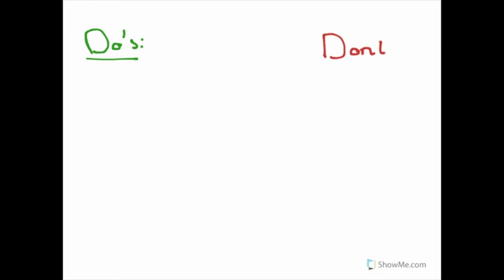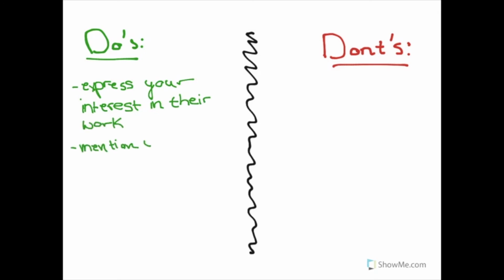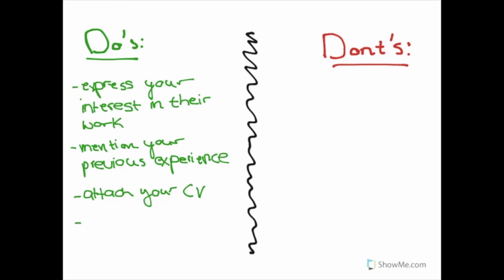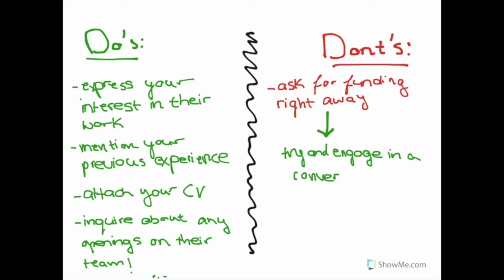Now, this is going to be a slightly different email to the one you would have sent if you were inquiring about an already listed project. Here, you can highlight your interest in their research, as well as expand on your background and previous experience to explain why you would be a good addition to their team. If you want, you can also attach your CV. However, I would not recommend asking for funding in the first email. It would be better to strike up a conversation and see what options may be available to you.